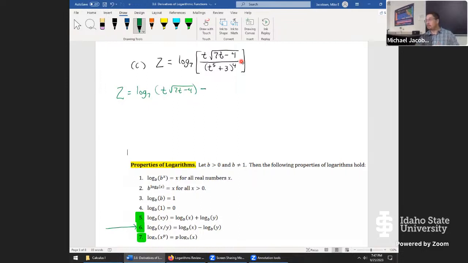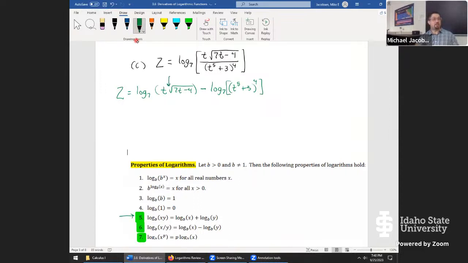Now there's a minus. Divisions become subtractions in logarithms. And we take log base 7 of the denominator. I think I'll keep brackets for that still. t to the power 5 plus 3, raised to power 4. So that takes care of property number 6. There's no more quotients to worry about. But we still have property number 5 right here.